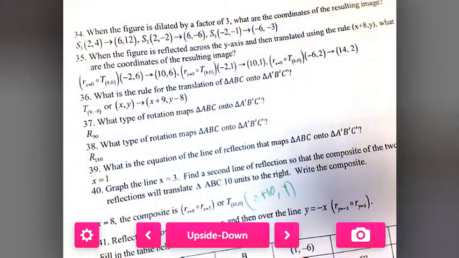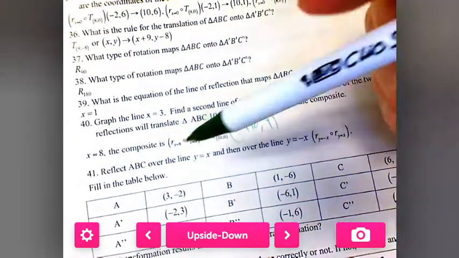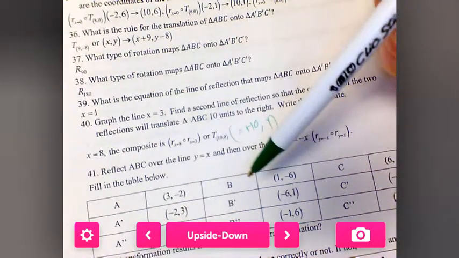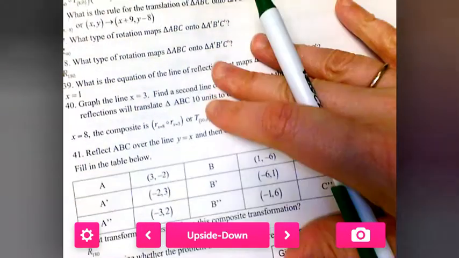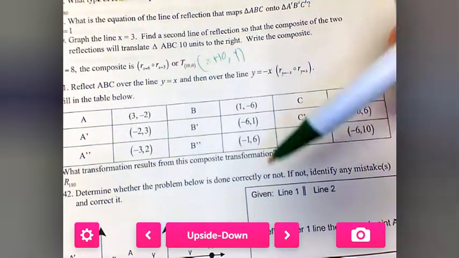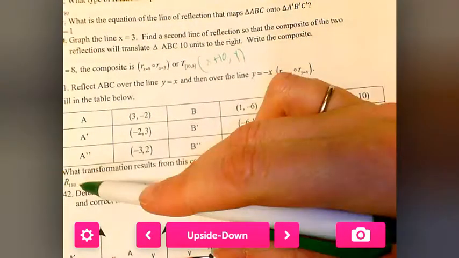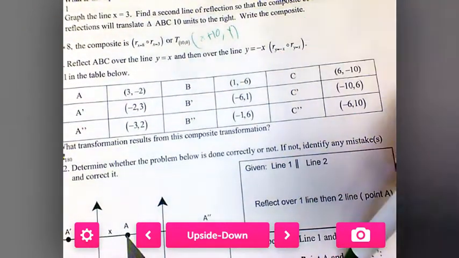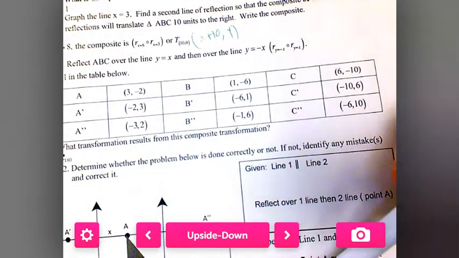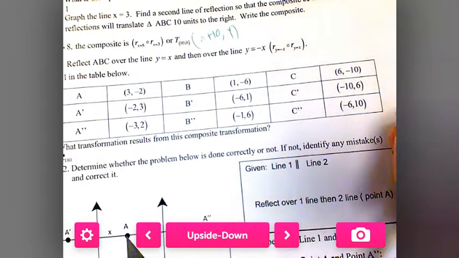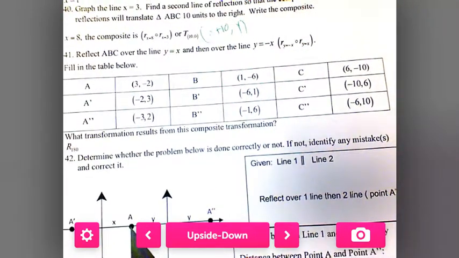Either one. Number 41, your new table is negative 2, 3, negative 3, 2. For B, it's negative 6, 1, negative 1, 6. You guys see that? For C, it's negative 10, 6, and negative 6, 10. What transformation resulted? A rotation of 180 degrees. Okay. 42, it should be y plus 2x plus y, because the distance from line 2 to A should be 2x plus 2y. And it should be 2 times x plus y, not 2 times 2 plus x plus y. Okay. All right, let's flip it over.